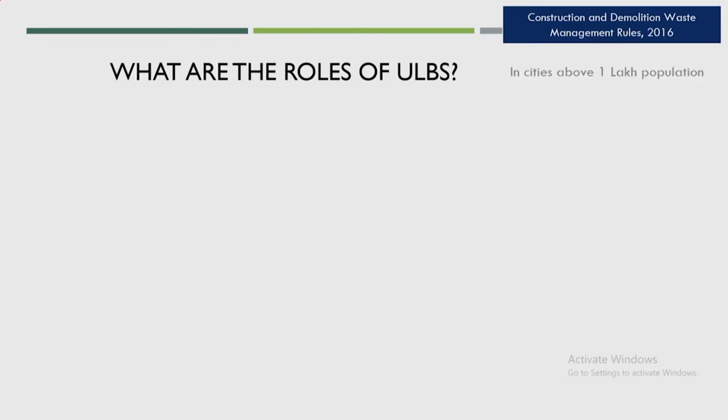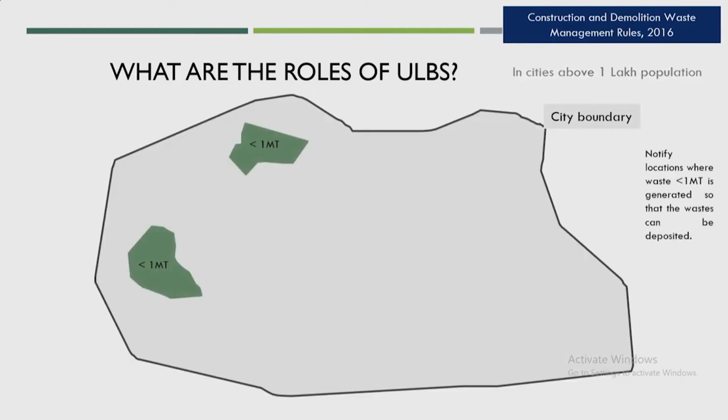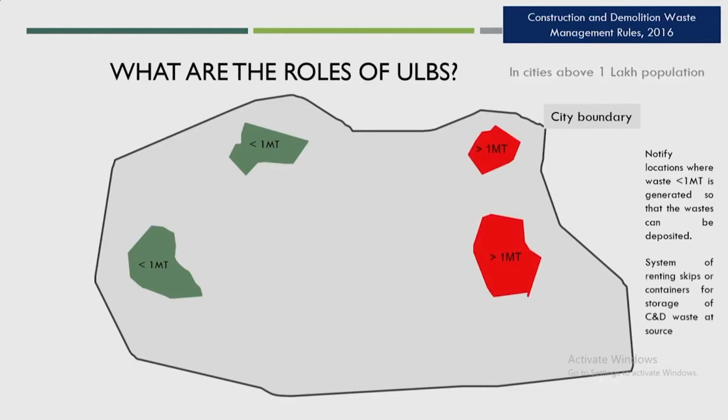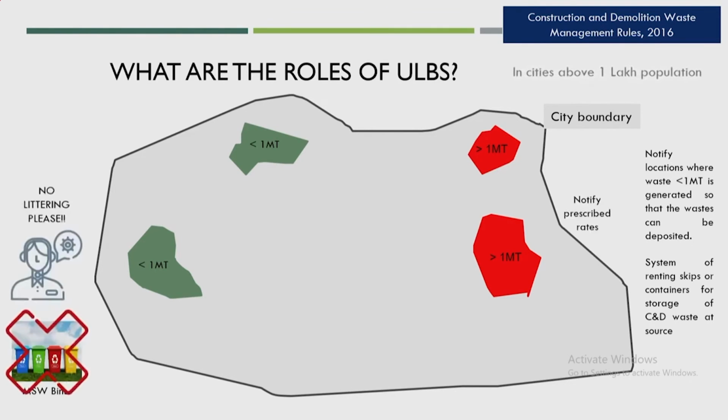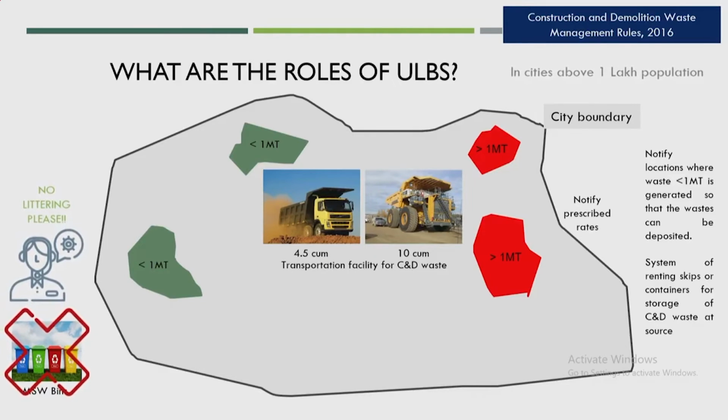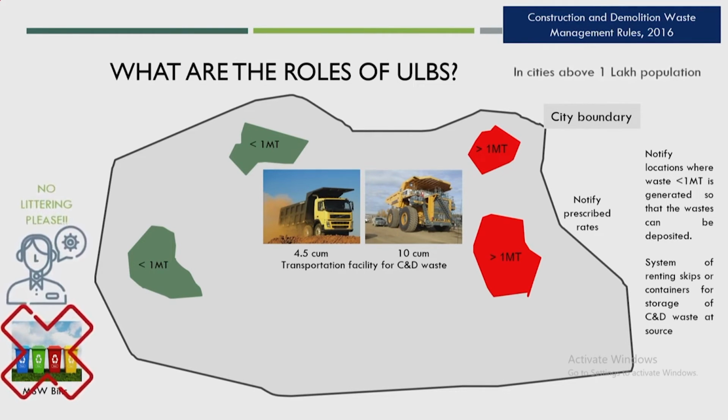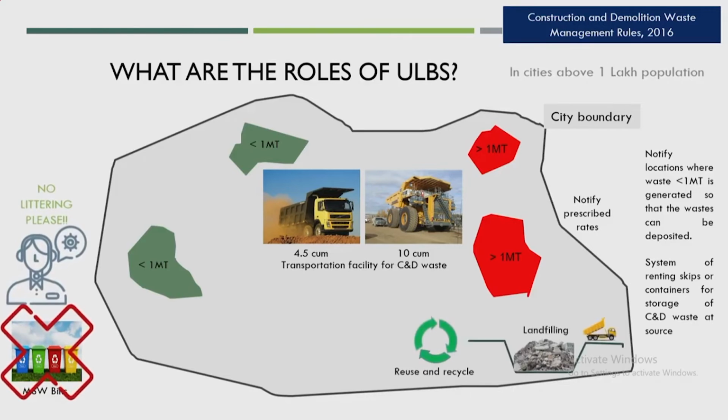And now for the cities above 1 lakh population. It has been notified that the locations where waste less than 1 metric ton is generated, the waste can be deposited there, and some locations could store more than 1 metric ton. Those should be found out and the prescribed rates notified, and again no MSW storage, and provide proper transportation facilities like the small 4.5 cubic meter and 10 cubic meter containers in the case of waste storage of more than 1 metric ton, and also reuse, recycle and finally go for landfilling.